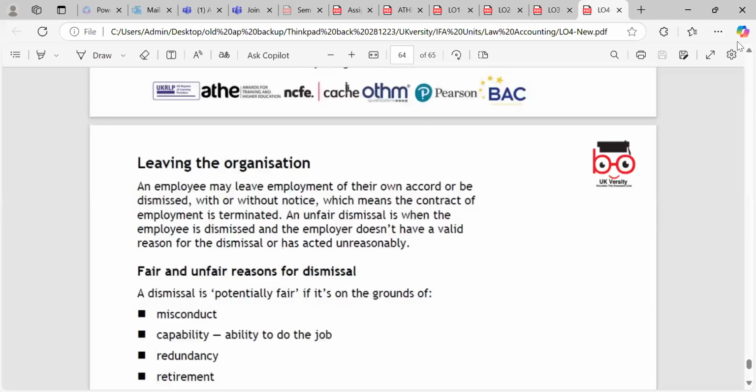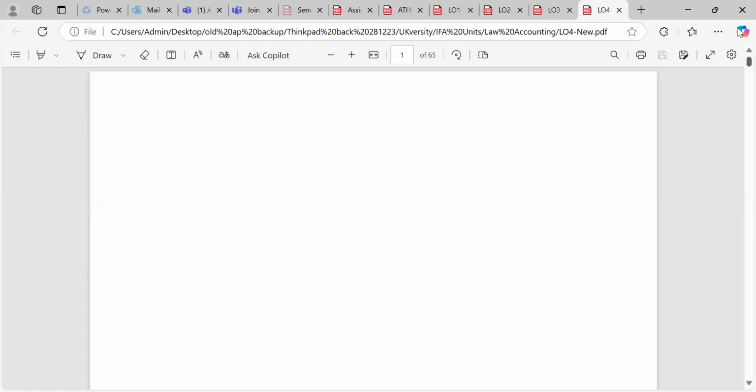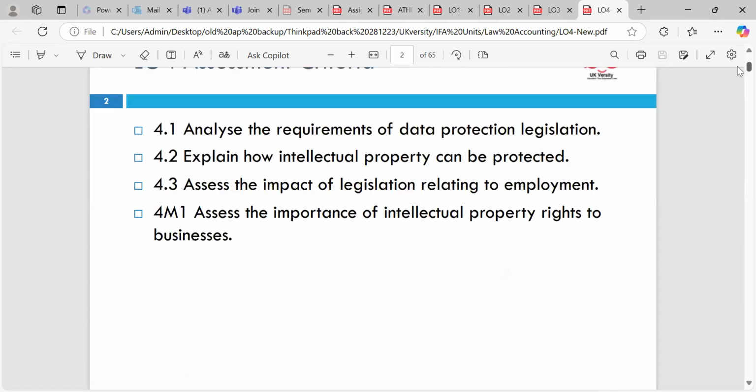Okay, then we have lesson 4. So please, in lesson 4, you have a lot of extra slides within these lecture slides. Okay, we discussed the requirements of data protection. We discussed intellectual property rights. If you want to register your brand in the legislation, we discussed employment legislation, express and implied terms of the contract, and intellectual property rights for businesses. That's all we had a discussion on.